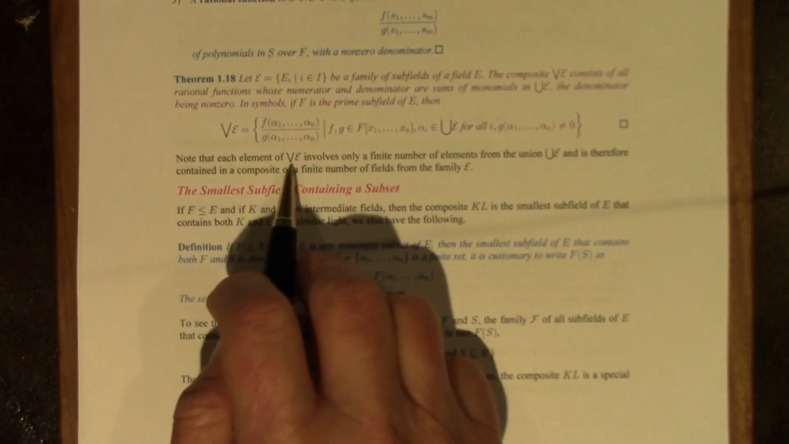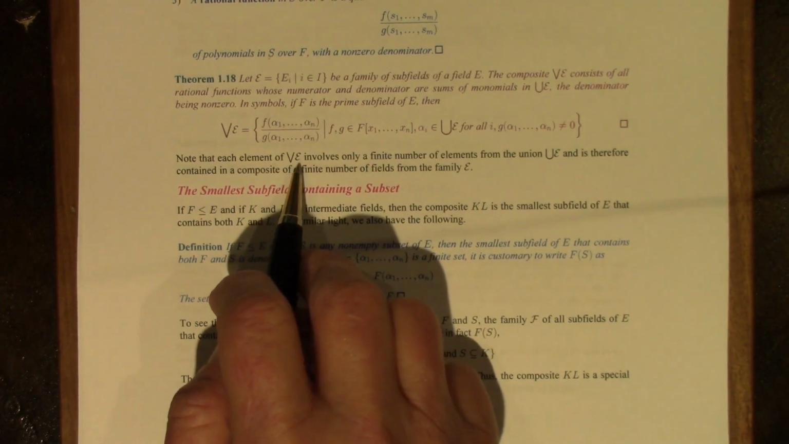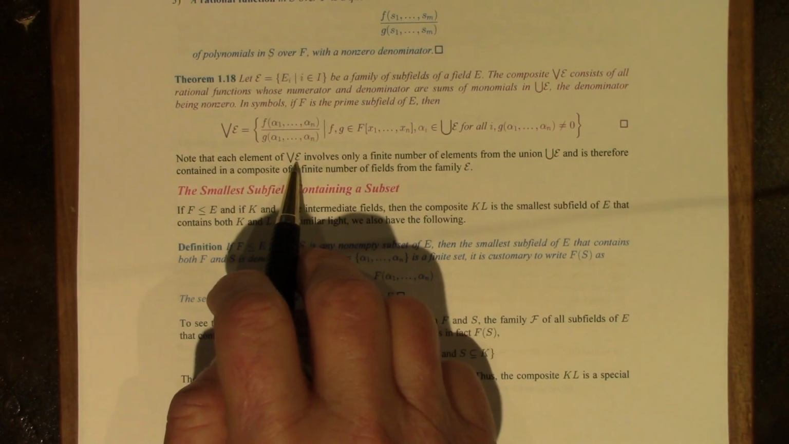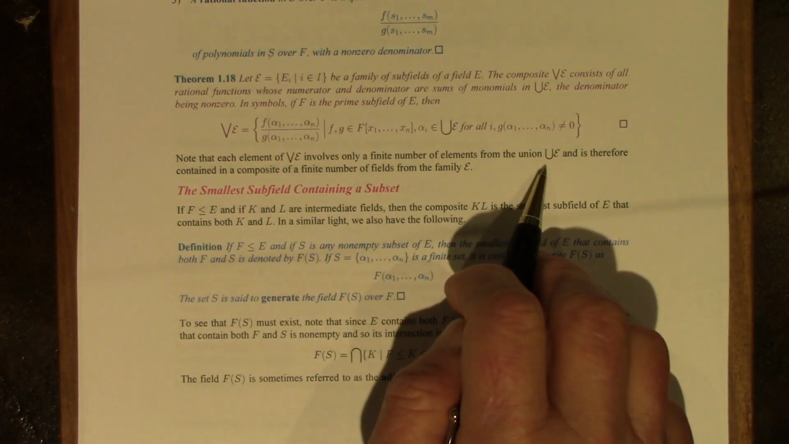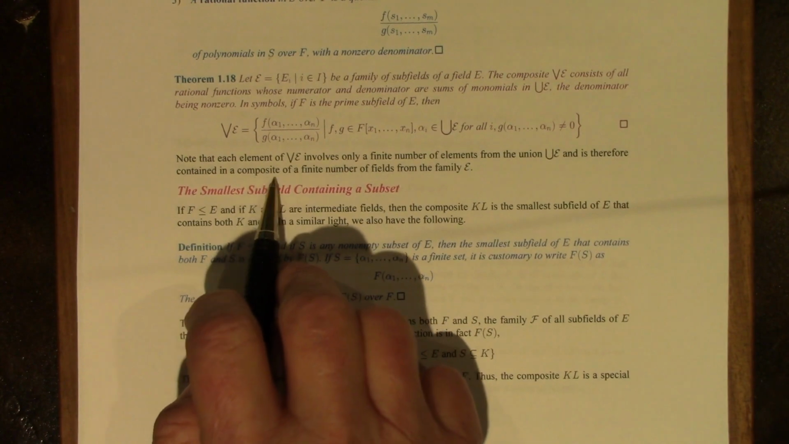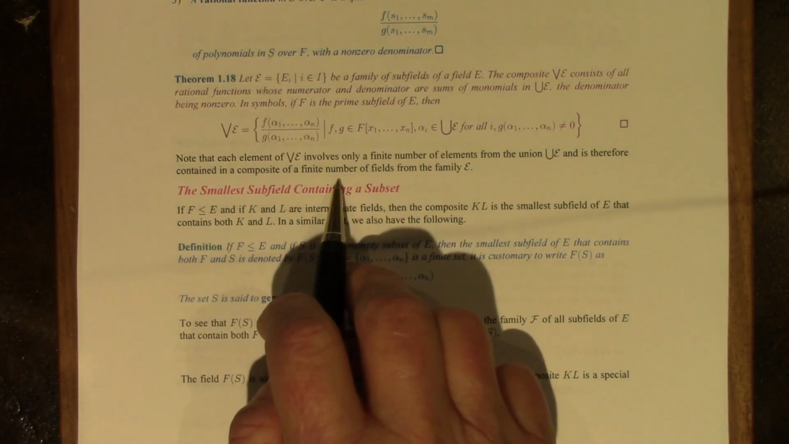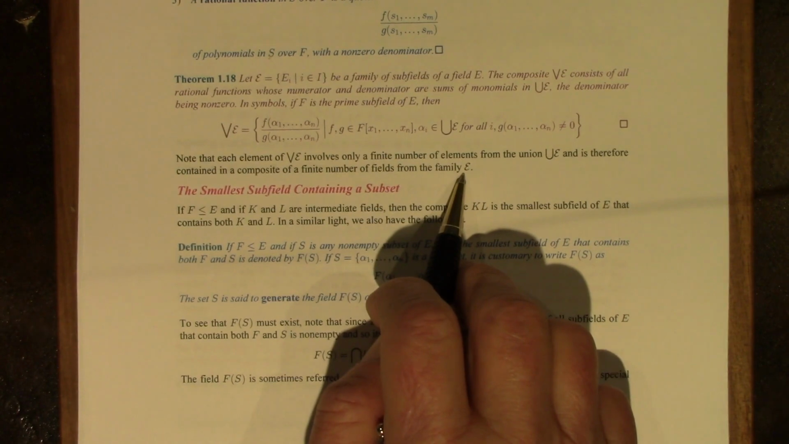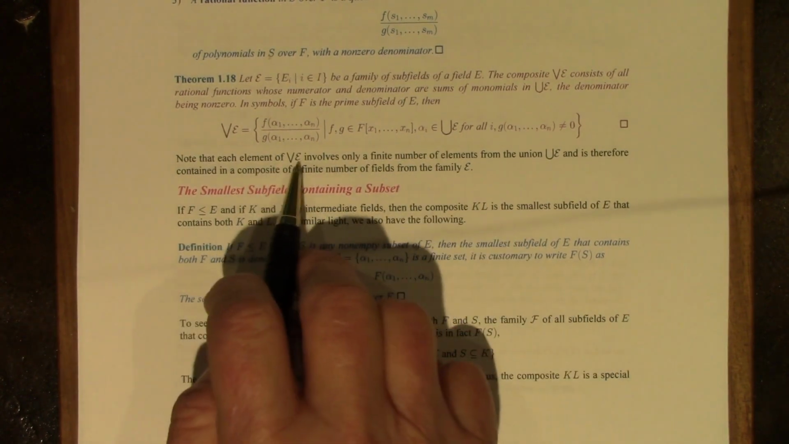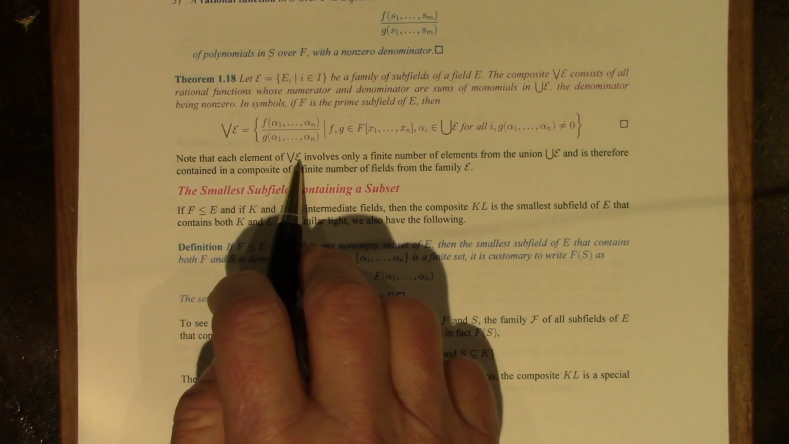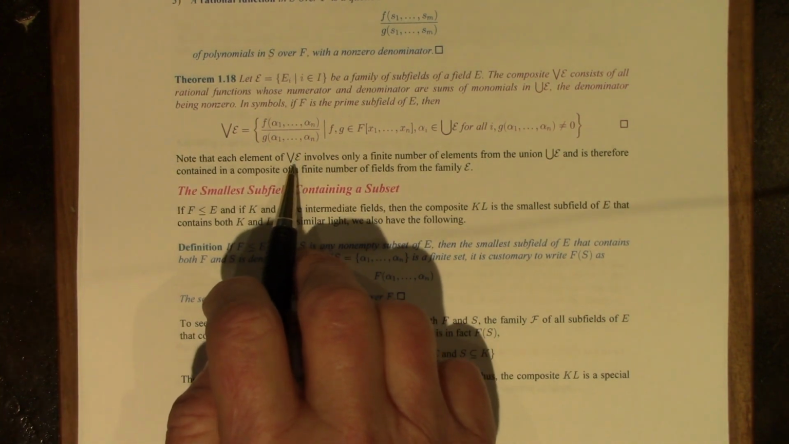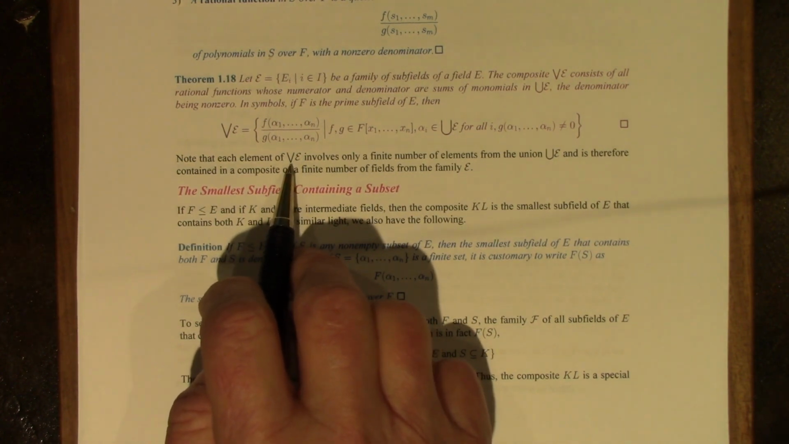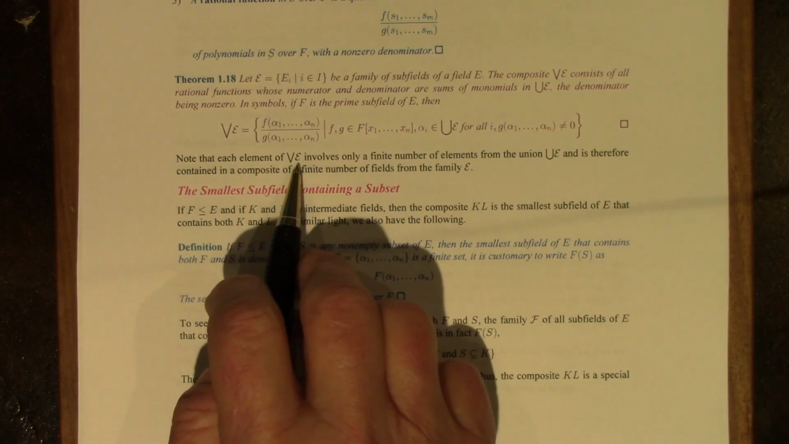Note that each element of the join of a family of subfields involves only a finite number of elements from the union, and so is therefore contained in the composite or join of a finite number of fields from the family. Of course, this is meaningful when E is an infinite family of subfields. An individual element will belong to a finite join, a join of a finite number of members of the family.